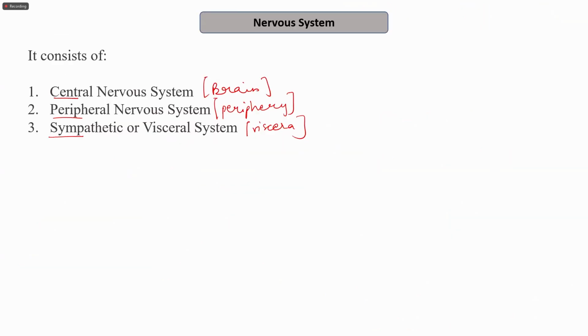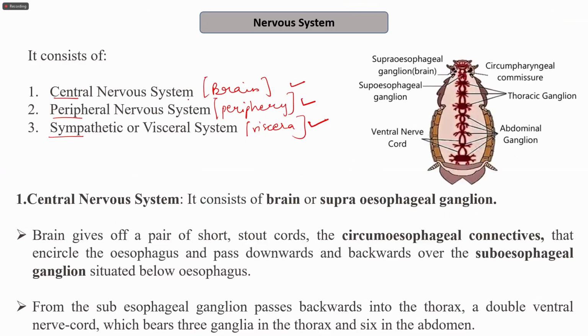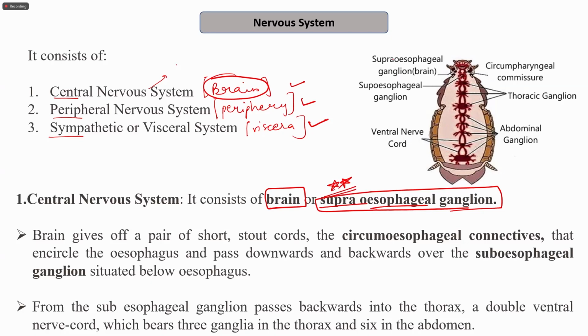So we were talking about the nervous system. The nervous system mainly consists of three parts. The first one is the central nervous system. The second one is the peripheral nervous system. The third one is the sympathetic or visceral nervous system. The main part of the central nervous system is always the brain. The central nervous system consists of the brain, which is also known as the supraesophageal ganglion. This is important: the brain here is named the supraesophageal ganglion, and it acts as a brain.